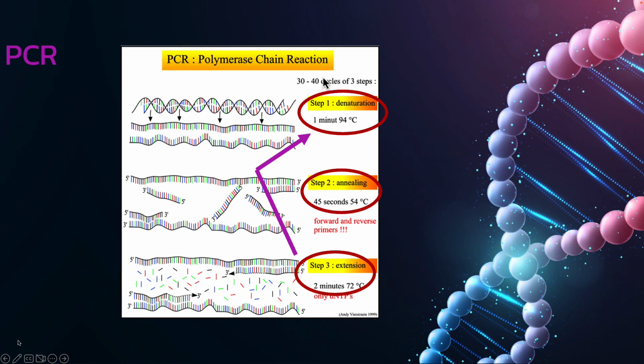Generally, we'll do this 30 to 40 times. And this, if you add up the time, you can alter these times a little bit, but a general standard PCR will take anywhere from 2 to 3 hours, which is pretty quick to go from one piece of DNA to billions of pieces of DNA.